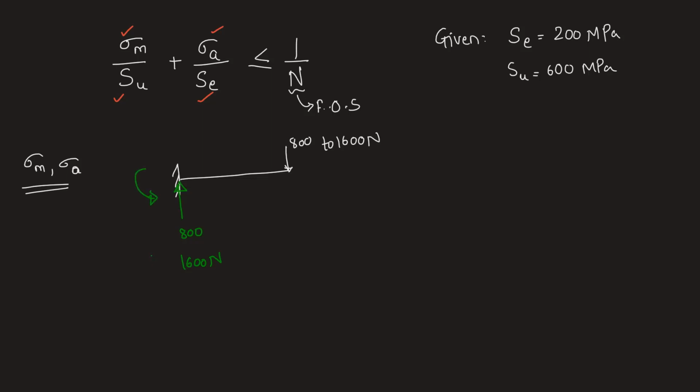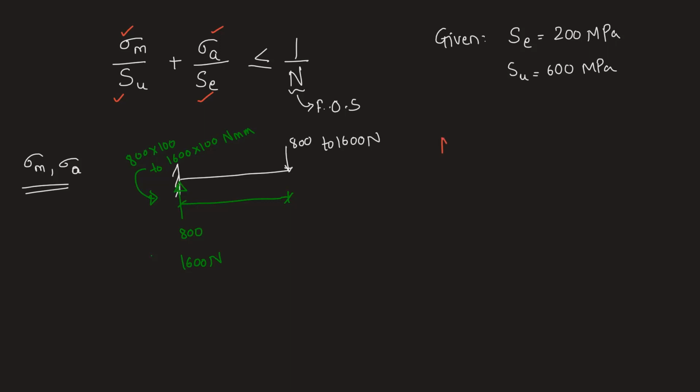This resisting moment will be nothing but 800 into the span, which is given to be 100 millimeters. So we have 800 into 100 and 1600 into 100. The unit will be Newton millimeter. So we have the values of moments here, and we can find out the maximum and minimum stress values.